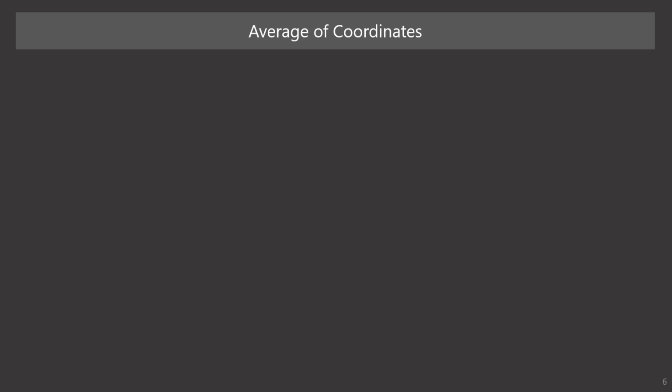Let me explain centroid in a bit more detail. Centroid is the point at the center of a cluster. It is the average of coordinates of data points that belong to the same cluster. An average of coordinates is the combination of coordinates averaged for each axis.